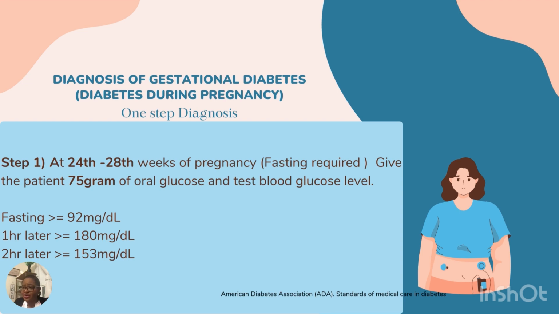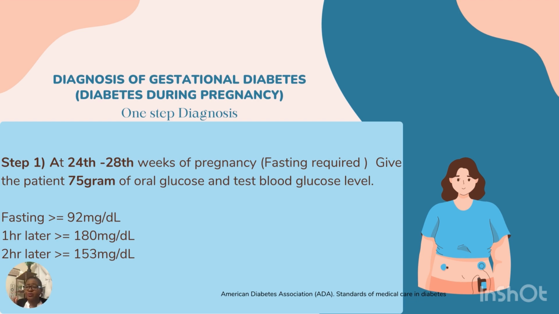In this one-step method, the woman also needs to be fasting. Fasting is required. And it can be done when the woman is 24 to 28 weeks of pregnancy. She comes into the clinic, she comes to the hospital. We check her fasting blood glucose level before we give her anything to drink. If it is greater than or equal to 92 milligram per deciliter, then we give her the one-step method.